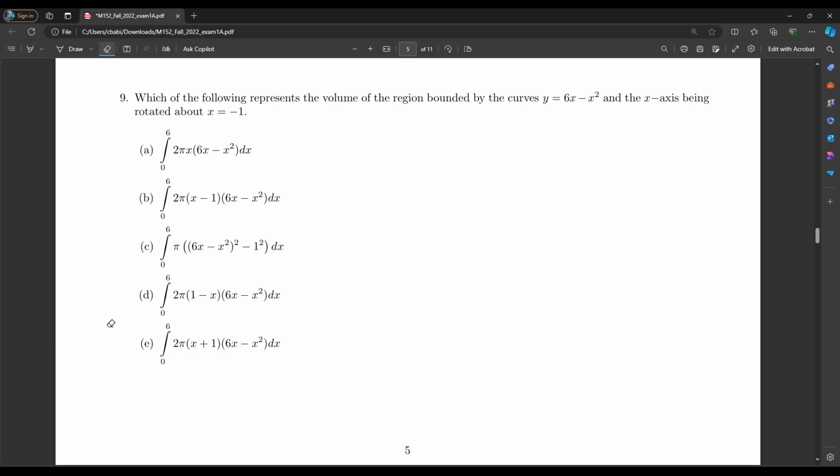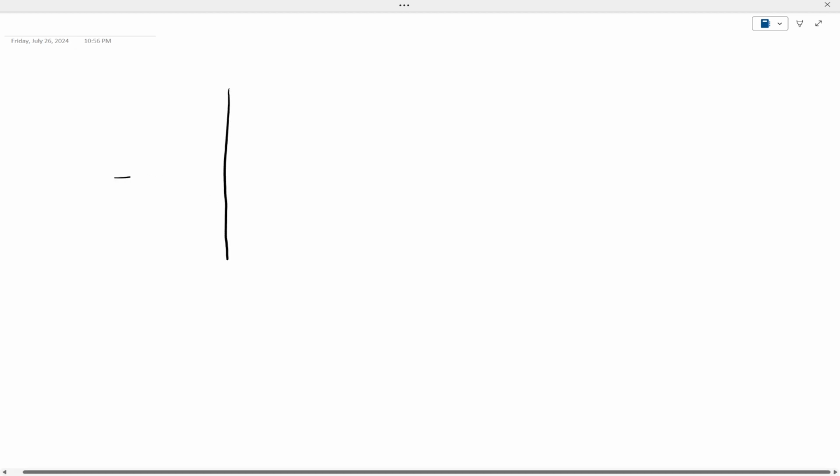Which of the following represents the volume of the region bounded by the curve y equals 6x minus x squared and the x-axis being rotated about x equals negative 1? So let's start off with a graphical representation right here.